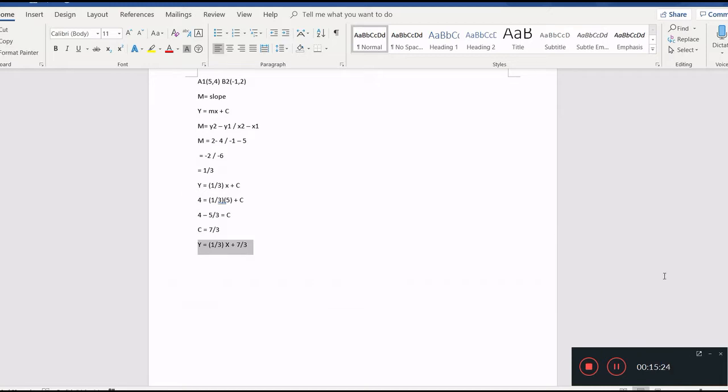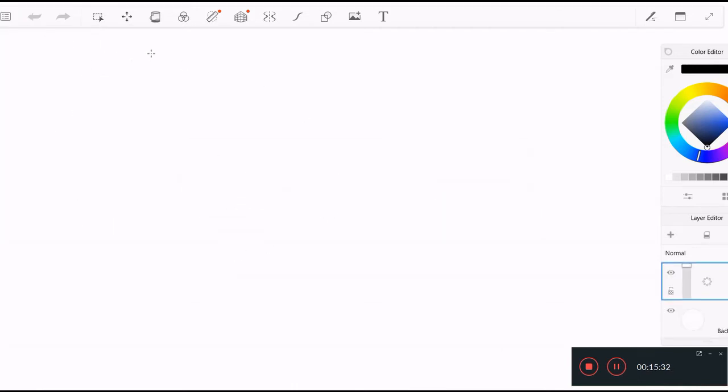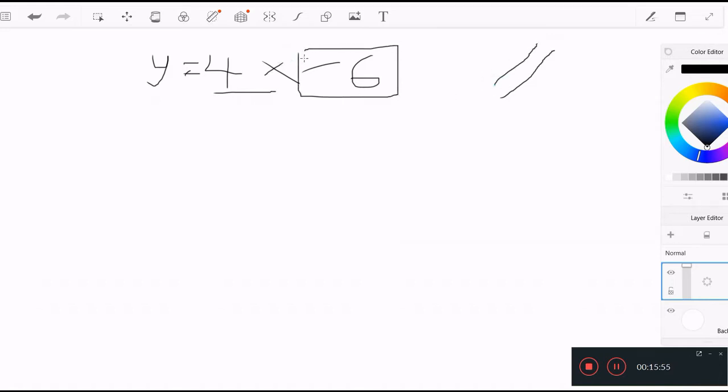Next I will teach you guys how to sketch the graph. Let's say I give you the function y equals 4x minus 6. If you look here, it's 4x, so the slope of the graph should be going upward. It should be positive, it's going up. And the -6 represents the graph touching the y-axis at -6.